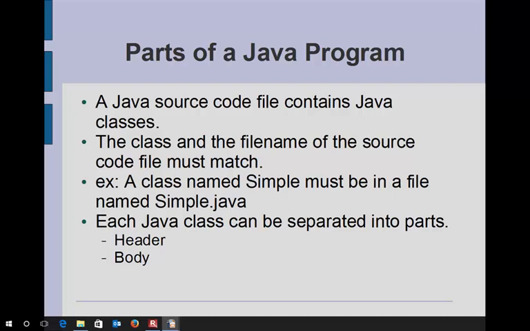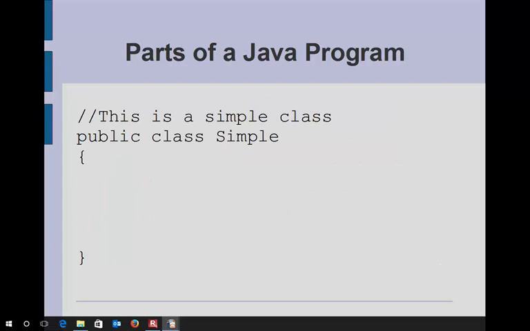Now let's look at the structure of a class. Here's a very simple outline of a class. Any line in Java which starts with slashes like this is what we call a comment, and it is ignored by your compiler. It is just there to document your code. I can write a comment right before my class header, which defines what this particular class is going to do. In this case, I just said this is a simple class.